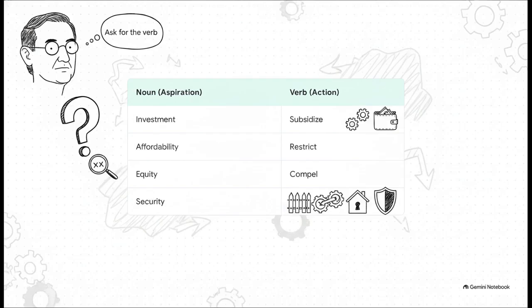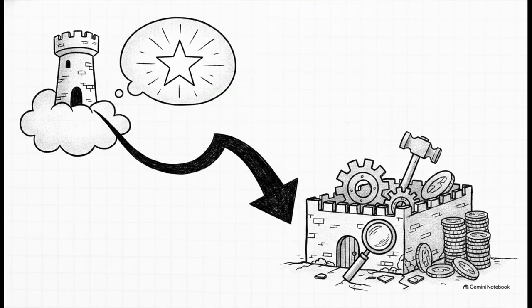Ask for the verb. When a politician says they want a strategic investment, look for the verb. It usually means subsidize. When they promise affordability, the verb is often restrict or control. And economic security, that can hide the verb own. Always, always remember this rule. Nouns tell us what we hope for, but verbs tell us what will actually happen.